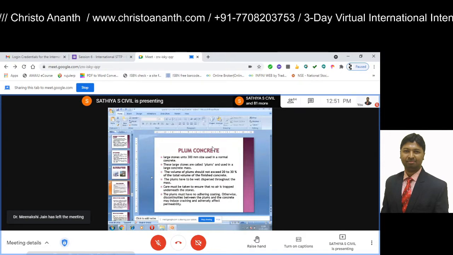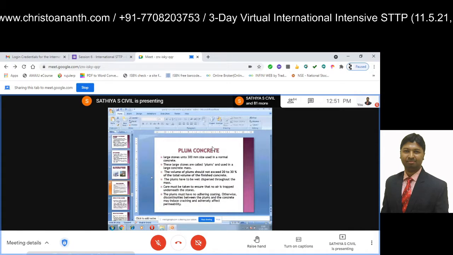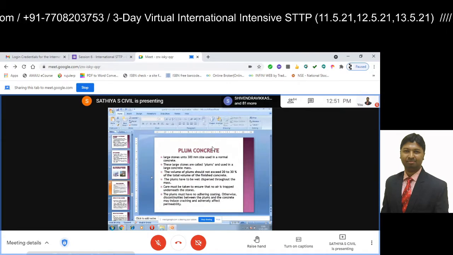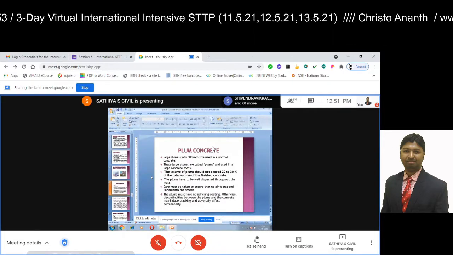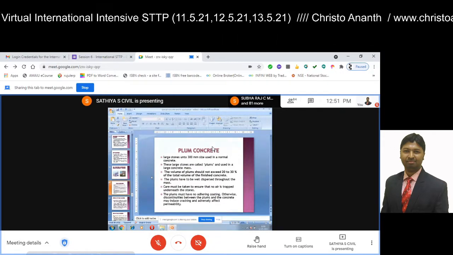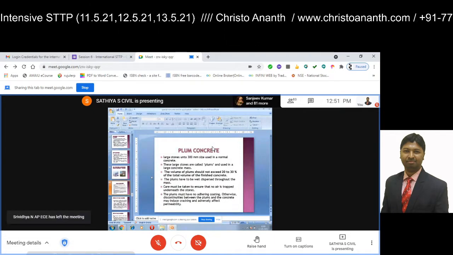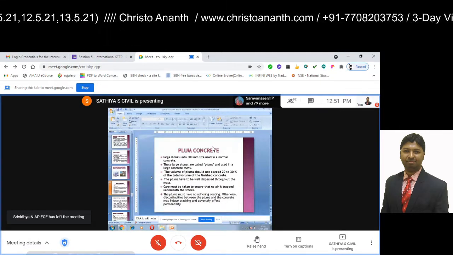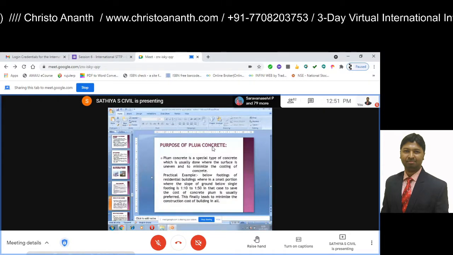Care must be taken to ensure that no air is trapped underneath the stones while mixing the concrete. Then the plums must have no adhering coating. Otherwise, discontinuities between the plums and the concrete may induce cracking and adversely affect permeability. If a crack is formed, it will allow the water inside. Thus, the permeability of the concrete will be increased. Then it will pose many problems.